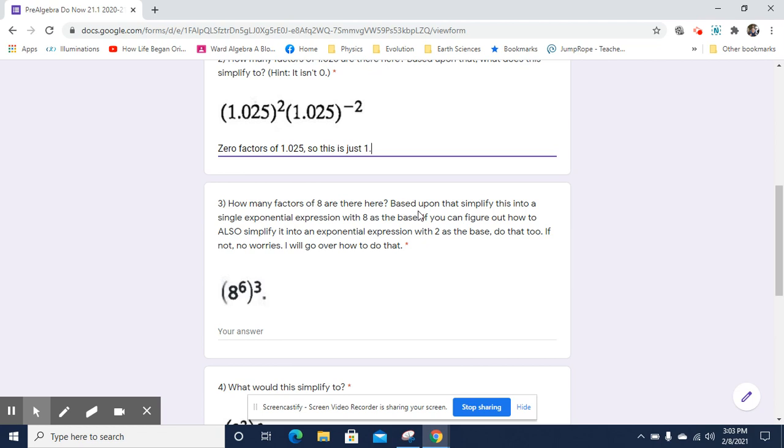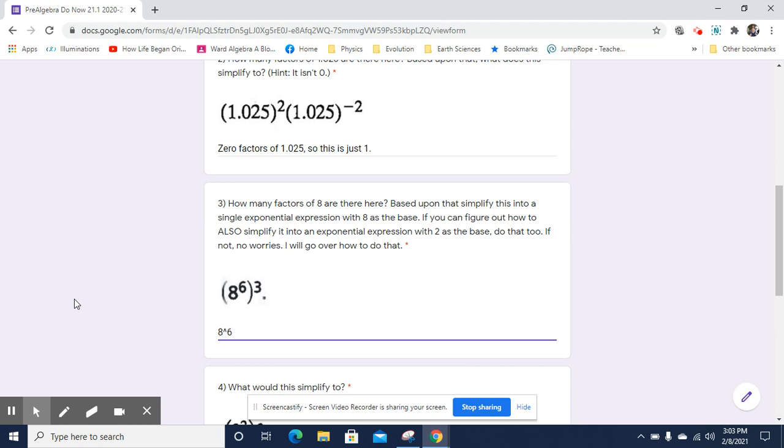How many factors of 8 are there here? Based upon that, simplify this into a single exponential expression with 8 as the base. If you can figure out how to also simplify it into an exponential expression with 2 as the base, do that too. If not, no worries, I'll go over that, and I'm about to. So first of all, let's deal with how many factors of 8 there are. So inside the parentheses, there are 6 factors of 8, okay?